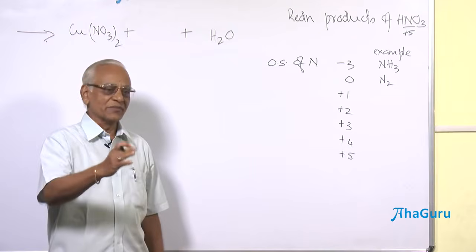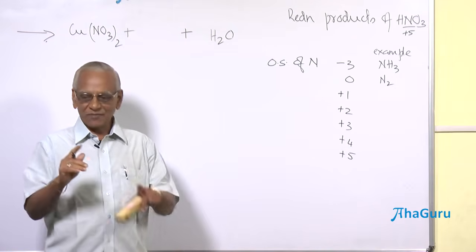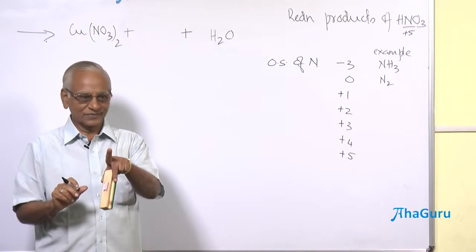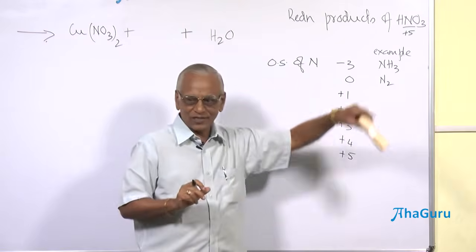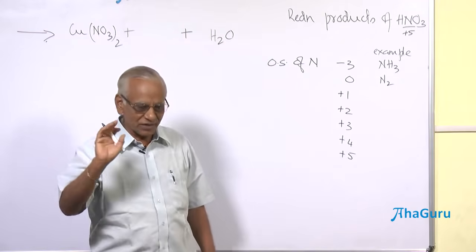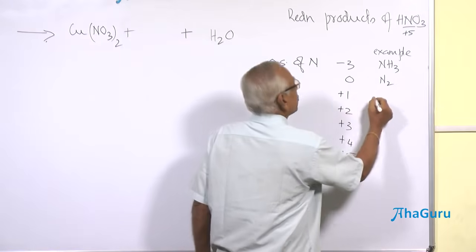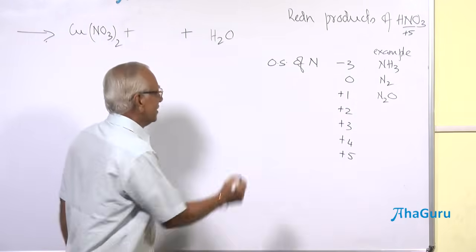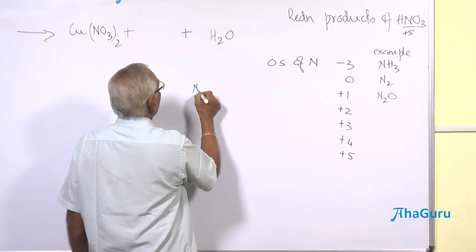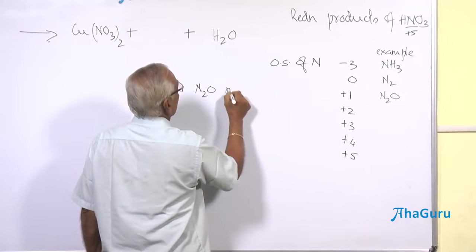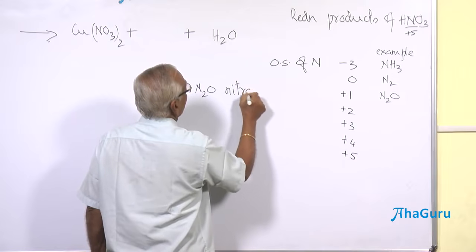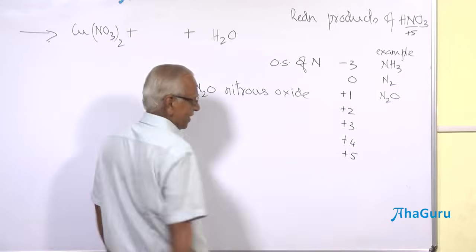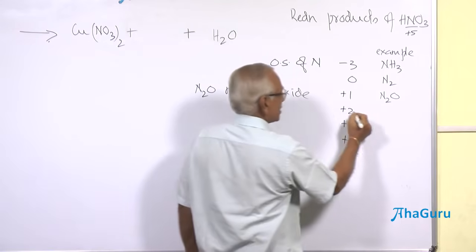What is oxidation number after all by definition? It is the formal charge on the element in a compound. Since it is not a compound, the oxidation state by definition is going to be 0. Now, plus 1, this is called N2O. N2O is called nitrous oxide. Nitrous oxide. The oxidation state plus 2.